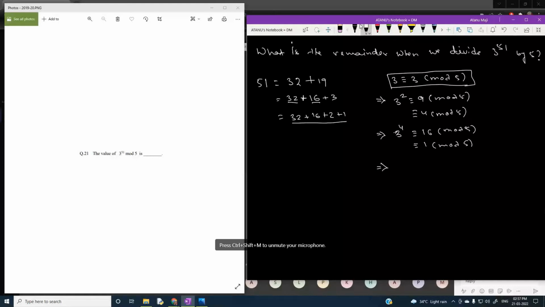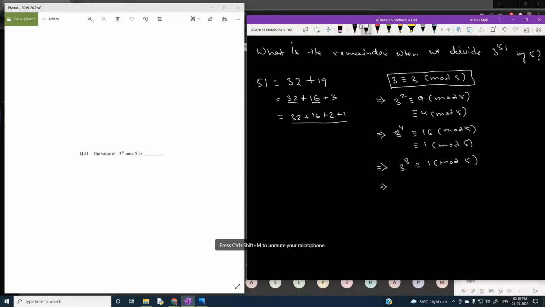So if we square 3 to the power 4, we get 3 to the power 8. So 3 to the power 8 will be congruent to 1 square, which is 1. So always on this side 1 will remain, so your calculation becomes simple. After this, whatever power you take, everything will be 1, right?